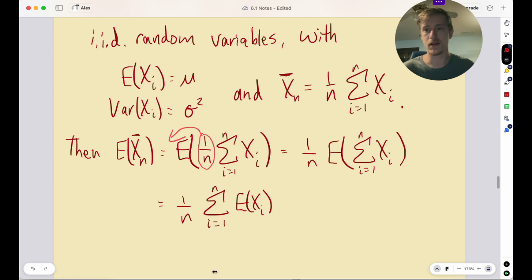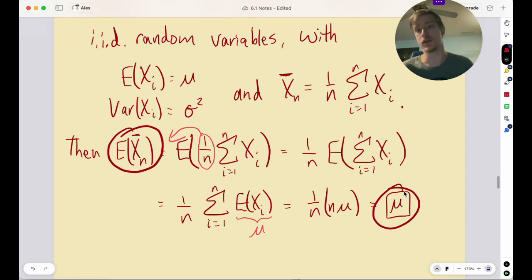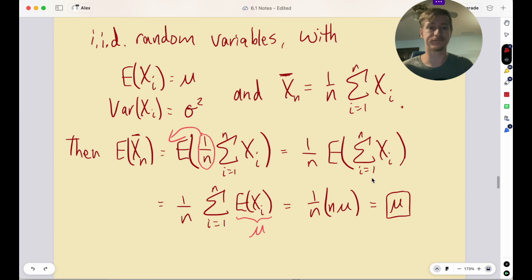But I said that all the expected values were the same, right? All these were just mu, so I'm adding mu n times. So really this is just going to be n times mu, and 1 over n times n mu is just mu. So the expected value of the sample mean is mu. I just showed you that on average, you would expect this quantity, this average, to coincide with the average of all the random variables.